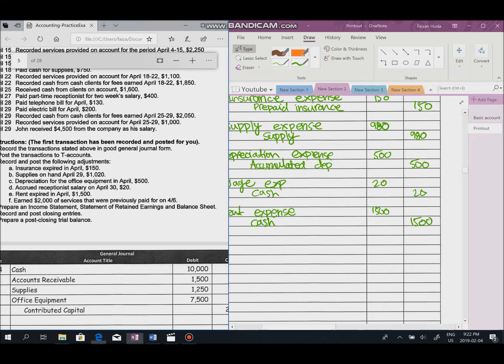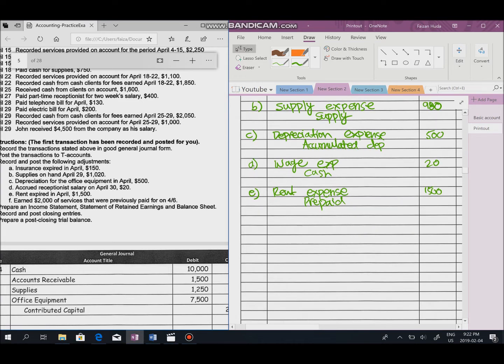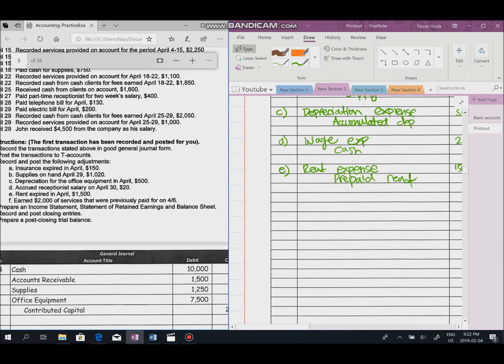Earn 2,000, it's not going to be cash. It's going to be prepaid rent, since we used up $1,500 worth of rent. That's why it's going to be prepaid rent, not cash. We're not paying anything; cash is not going out, neither is cash coming in. That's why we will ignore cash. That was my fault, I'm sorry.